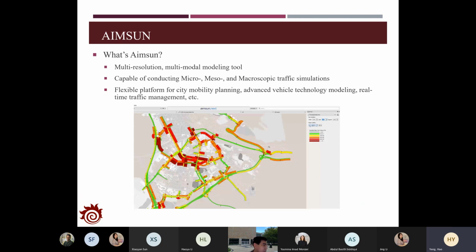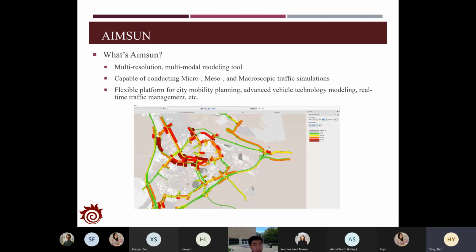At the microscopic level, it can model the behaviors of each individual road user: vehicles, trucks, pedestrians, and they are also considering adding models for cyclists. And for the mesoscopic level, they will consider the flow instead of individual vehicle behaviors.